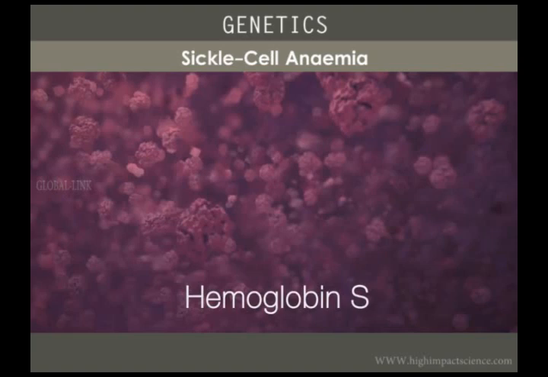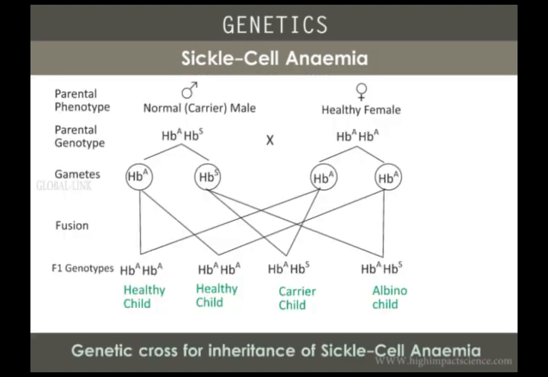Inheritance of sickle cell condition is a case of incomplete dominance. If a man with sickle cell trait, that is a carrier, marries a normal woman, the probability that any of their children will carry the sickle cell trait is a half.